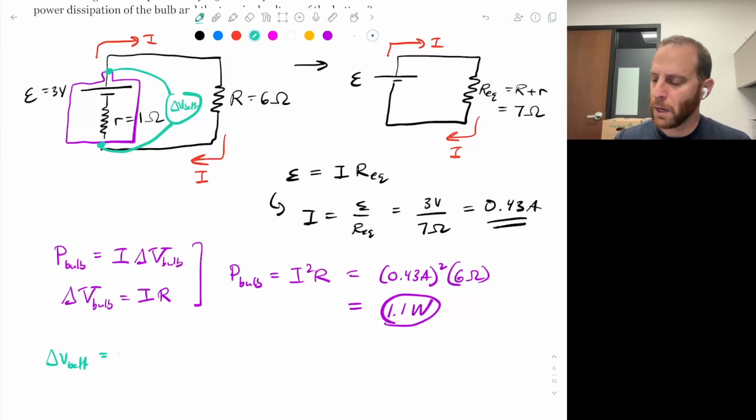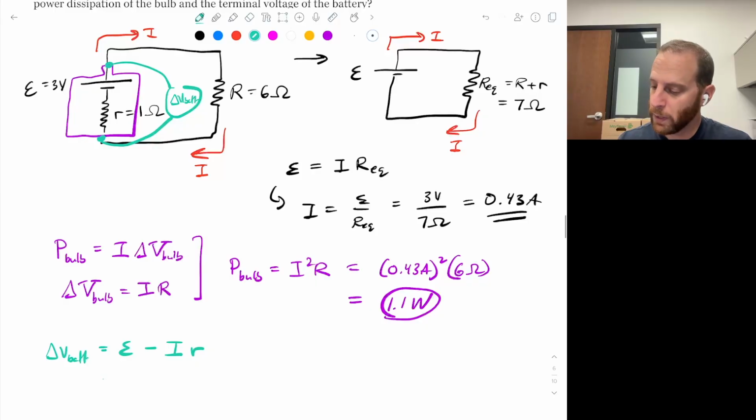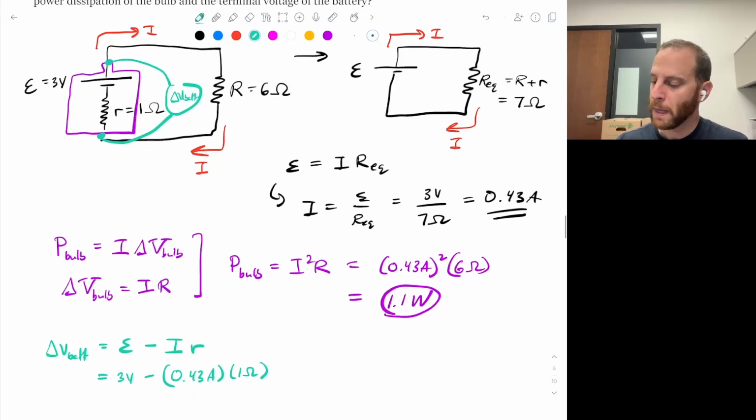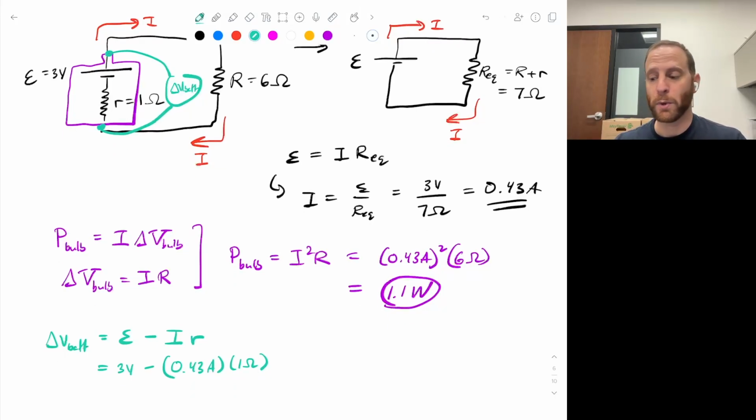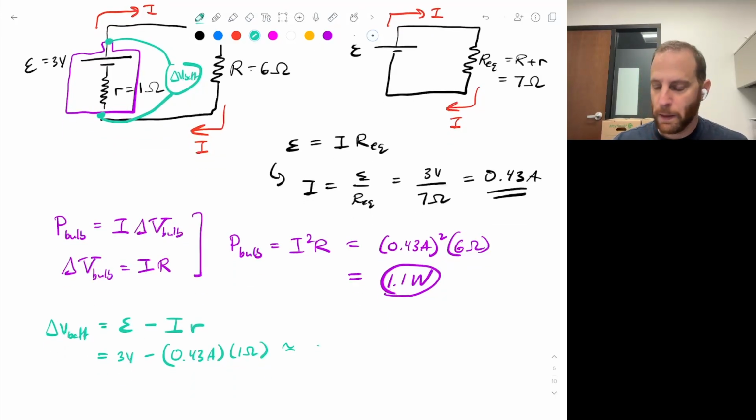remember that what it depends on is not only the EMF, but the little bit of potential voltage loss because of the internal resistance. So this is minus I, the current flowing through, times the internal resistance of the battery. We have the EMF of 3 volts. We have to subtract off the current of 0.43 amps times the internal resistance of the battery, which is 1 ohm. 3 minus 0.43 gives you approximately 2.6 volts, which would be the terminal voltage of the battery.